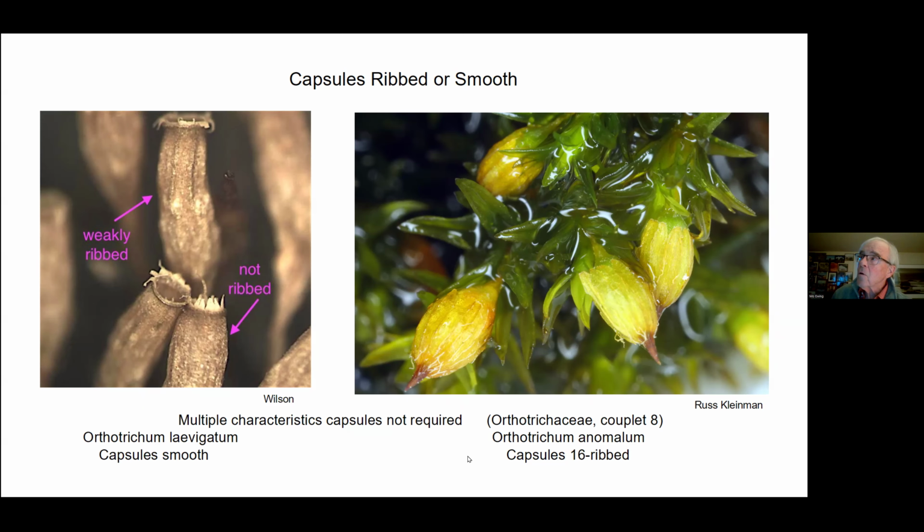In Orthotrichum, there are also some species that are 8-ribbed. So ribs are one of the characteristics which is used.